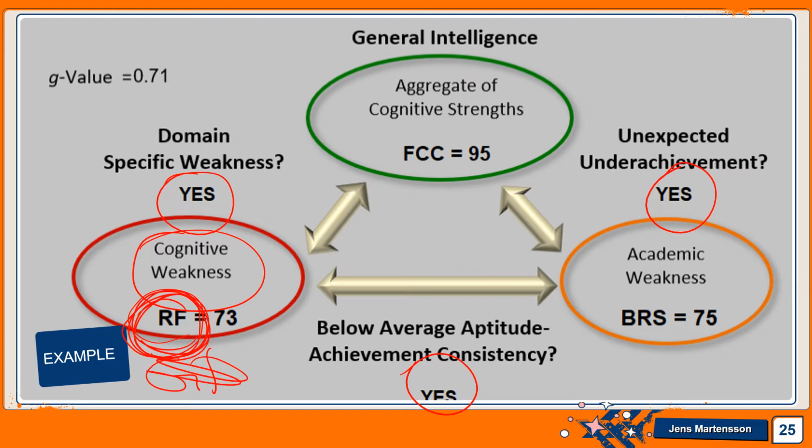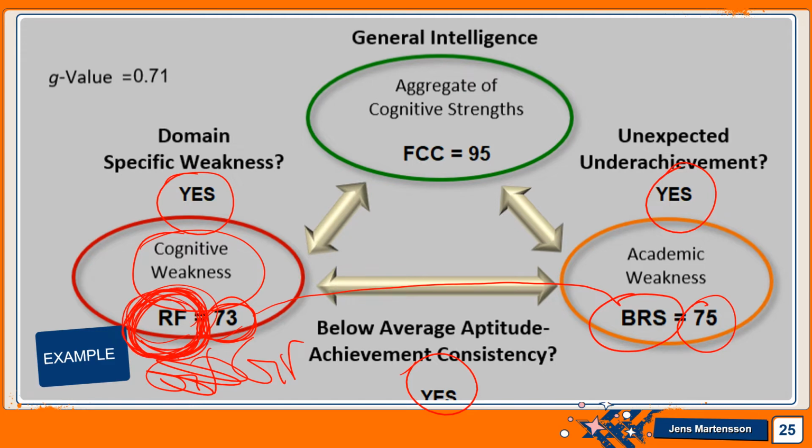No, I messed it up. This is GR, retrieval fluency. So I picked retrieval fluency as the deficit. Remember, we got a 73. That corresponded to basic reading, which was a 75. So I got a yes, yes, yes. So even though I didn't pick one of the broad areas as a weakness, I picked one of those new broad areas. I still got a yes, yes, yes. So I still qualified.